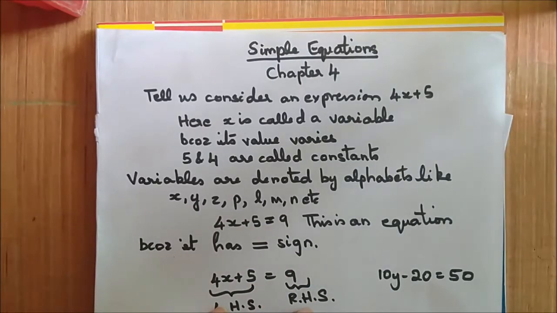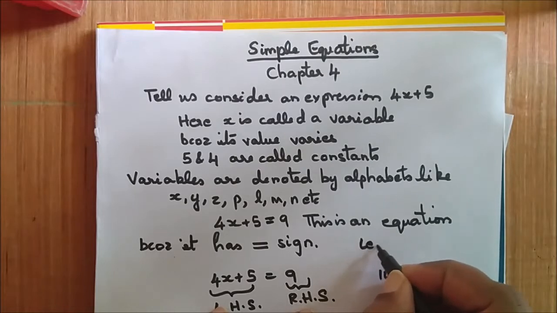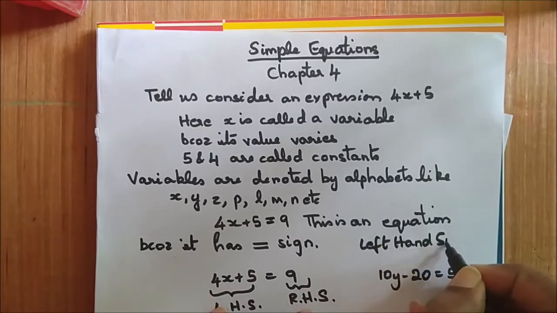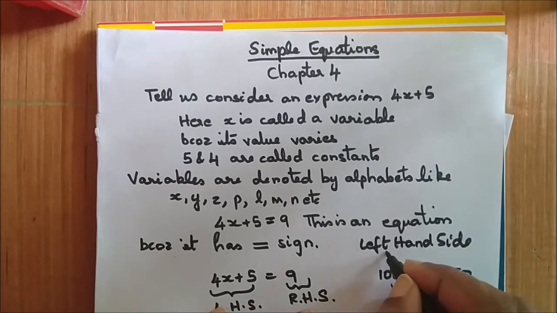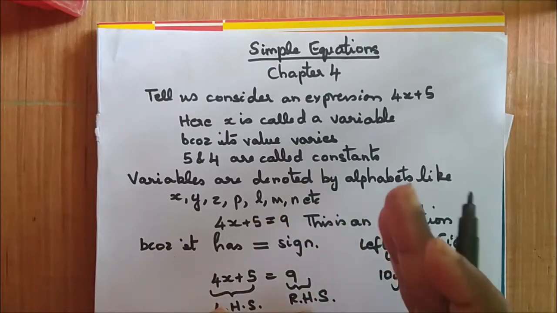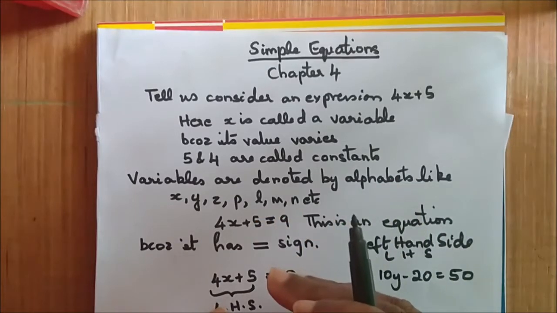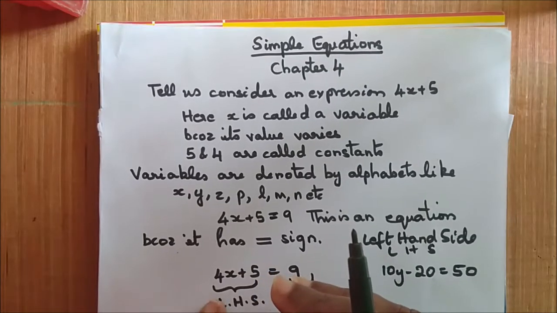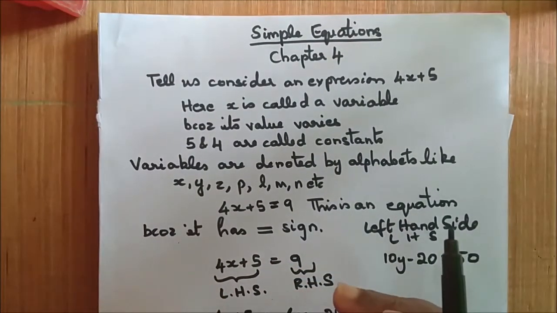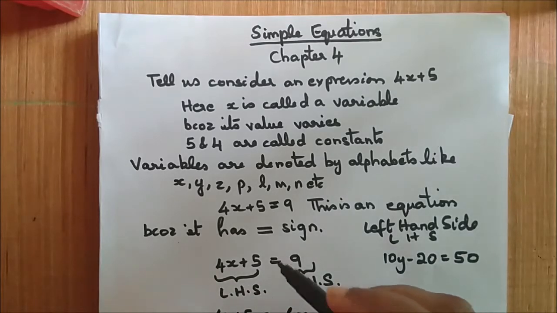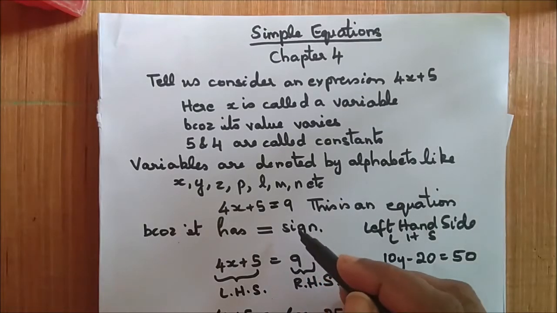What do you mean by LHS? LHS means left hand side. Okay. So the left hand side is called the LHS, and 9, which is to the right of the equal to sign, is called the RHS or the right hand side. So I have written it here: 4x plus 5 is the LHS and 9 is the RHS. This is an example of an equation.